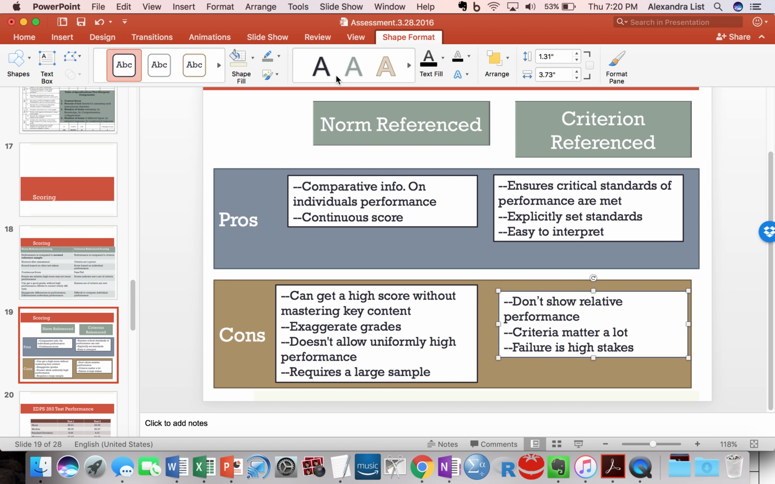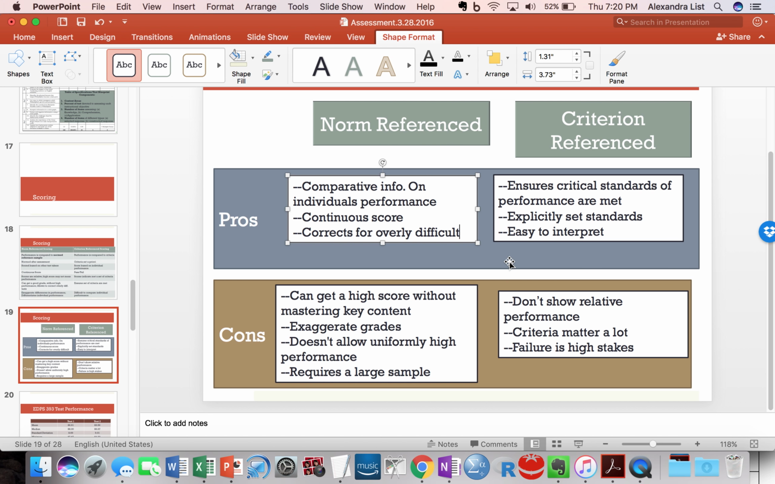And we can contrast that with norm reference scoring, which gives you a continuous score. Comparative information allows us to differentiate between individuals, and as we talked about, it also corrects for overly difficult or overly confusing tests that all students didn't do well on. You can still get an interpretable score by looking at how students are doing relative to one another.